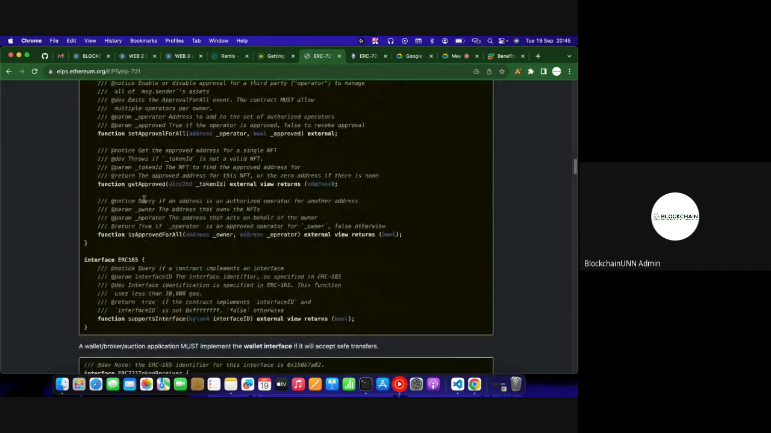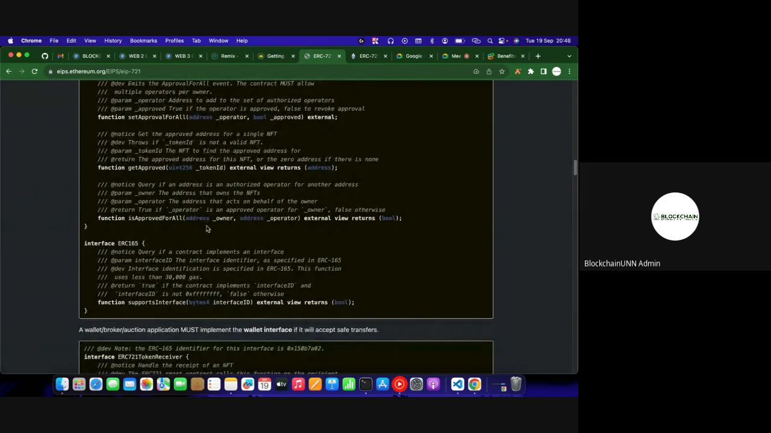Now we have the getApproved, which can be used to get the approved address. So the particular address that's approved for an NFT, you can get that using the getApproved function. Then the isApprovedForAll. This particular function can be used to check whether an operator has been authorized or approved to spend or manage the NFTs of a particular address.